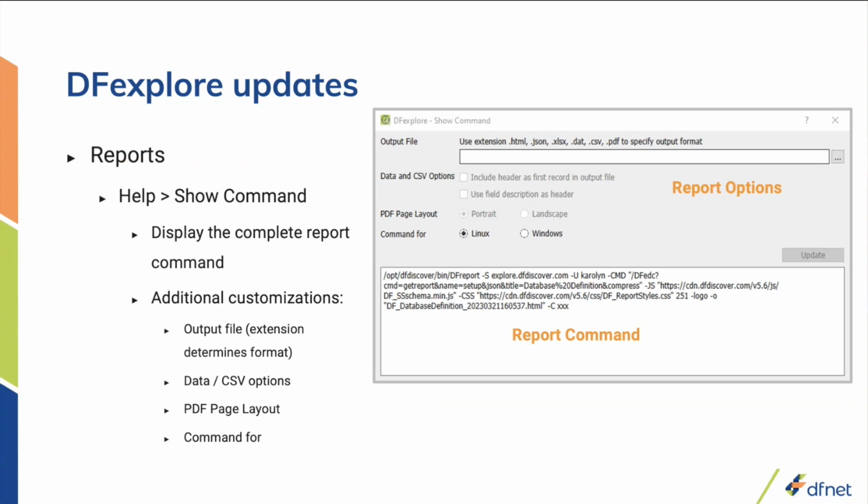In reports view, new options are available under the help show command task to display the complete report command. If needed, the command can be customized using an output file where the file extension determines the format of the file. Data and CSV header options are available, as well as PDF page layout and selecting the operating system to be used when running the command.